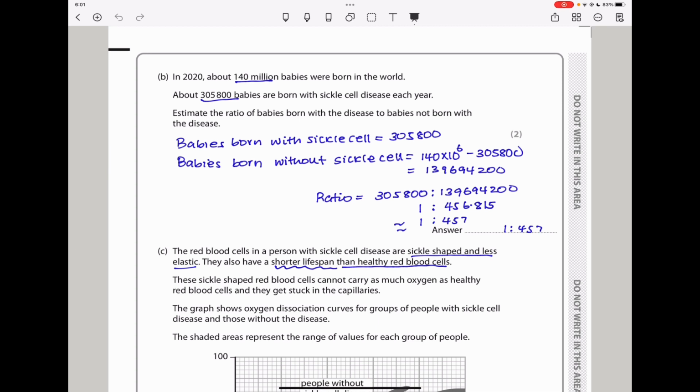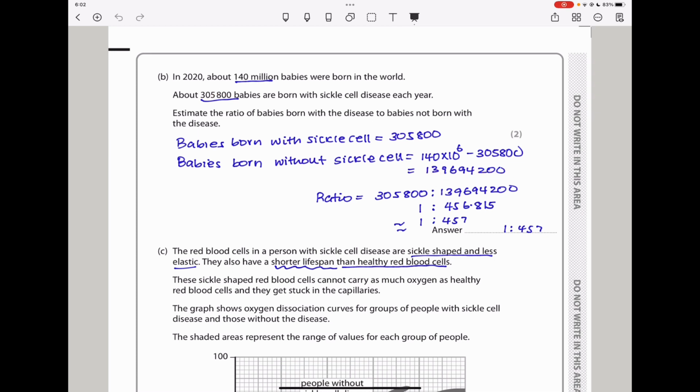Here they say in 2020 about 140 million babies were born in the world. About 305,800 babies are born with sickle cell disease each year. Estimate the ratio of babies born with a disease to babies not born with a disease. So if these babies are born with a disease, we have to subtract to find the number of babies who are not born with a disease. So here I said, babies born with sickle cells are those. Babies born without sickle cells are going to be that minus that, which gives us this one here.